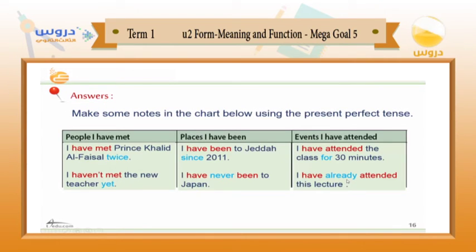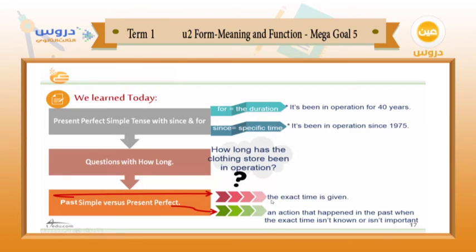So please try to make your own sentences using the present perfect tense and the time expressions. Please try to do it by yourself, something which is easy. Okay, so this is the end of our lesson, and let's end up with what we learned today. We learned the present perfect simple tense with since and for. For is for the duration. For example, it's been in operation for 40 years. Since is for a specific time: it's been in operation since 1975.